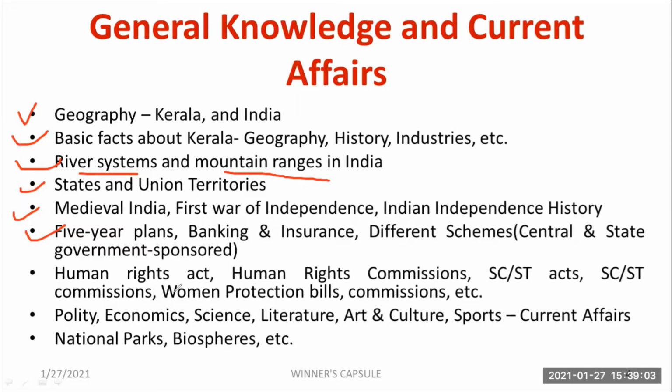Then different schemes, central and state government sponsored. There are different schemes available. PMKY is one of the schemes right now. Then human rights, fundamental rights. You should have a good idea about fundamental rights. Then economics, science, literature, arts, culture, sports. All those things you should have a better idea about. This is categorized under current affairs.